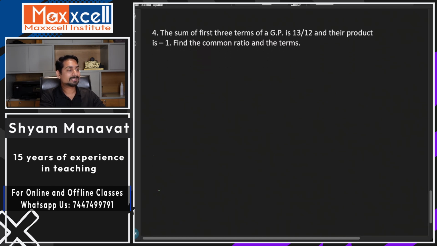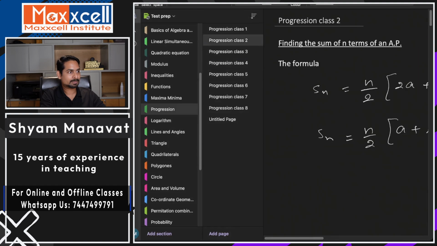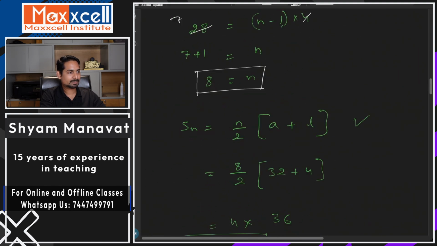Look at the next question. The next question: the sum of first 3 terms of a GP is 13 by 12 and their product is minus 1. Find the common ratio of terms. Alright. So sum of first 3 terms. Same as the previous, lecture number 2's question which we have solved, remember? Sum of terms, and then we have done that.